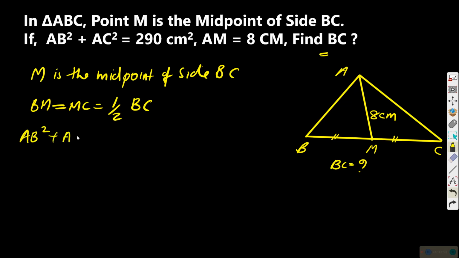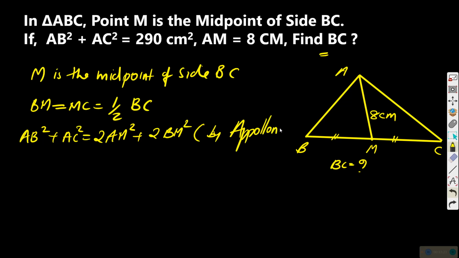And we can write AB square plus AC square is equal to 2AM square plus 2BM square. This is what is our Apollonius theorem. Study the theorem and remember the concept very clearly.